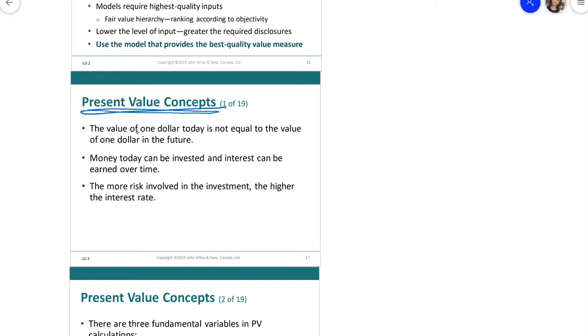Now, what is a present value? The value of $1 today is not equal to the value of $1 in the future. If somebody's going to pay you in the future, you want that money today, because the money you invest today can earn interest, and over time, the more risk involved in the investment, the higher the interest. So if you got the money today, you invest that money, and if you want a higher return, of course the risk is going to be higher. If you want a lower return, the risk will be lower.